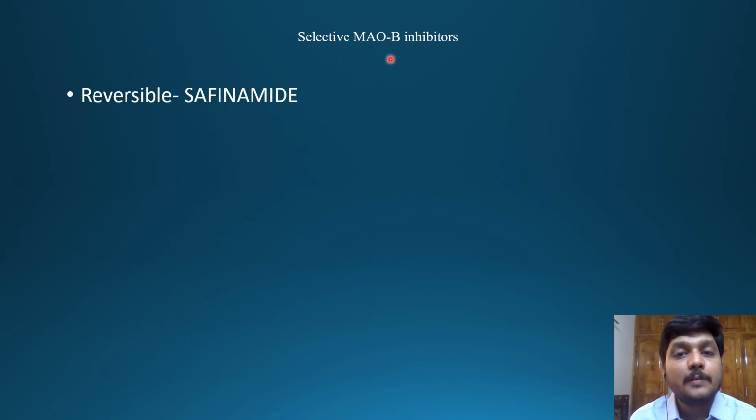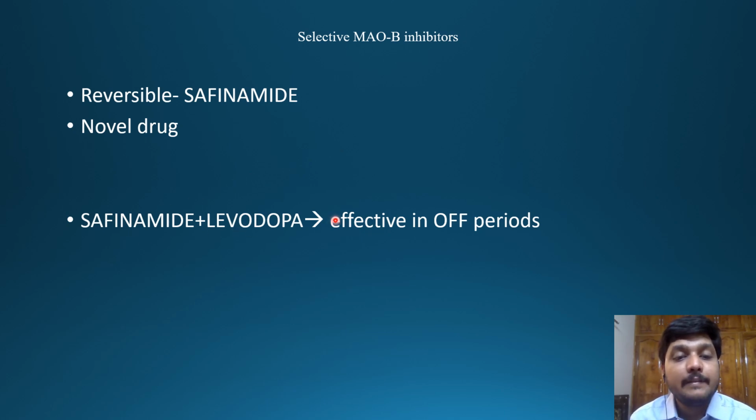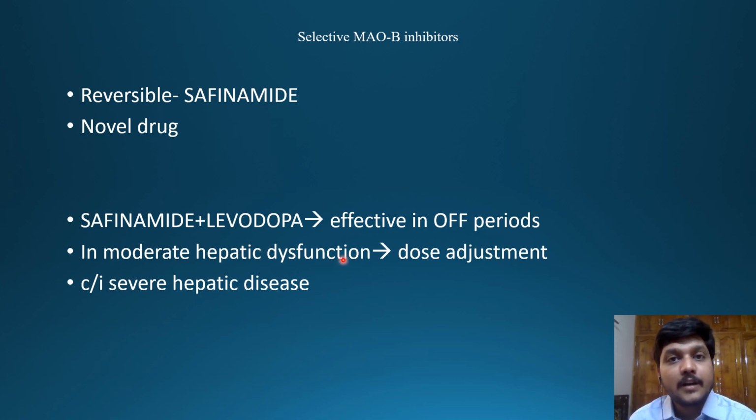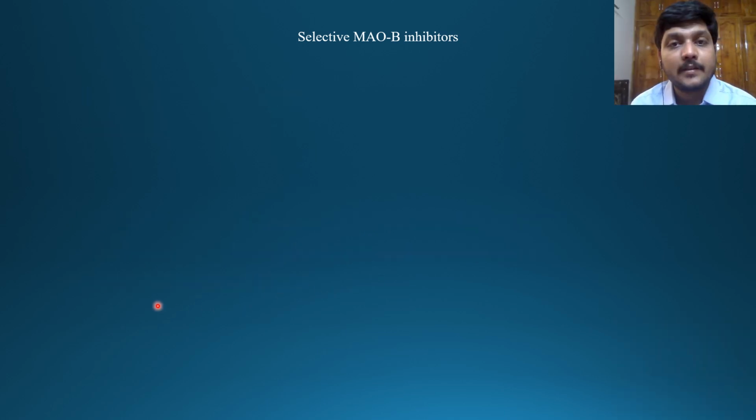In selective MAO-B inhibitors, we see two types of drugs, reversible and irreversible MAO-B inhibitors. Among the reversible, we see safinamide. It is a novel drug. When combined with levodopa, it is effective in off periods. In moderate hepatic dysfunction, we need to adjust the dose of safinamide. That's why it is contraindicated in severe hepatic disease.